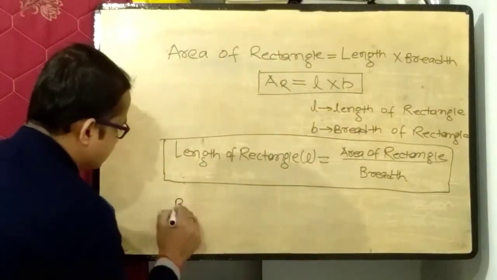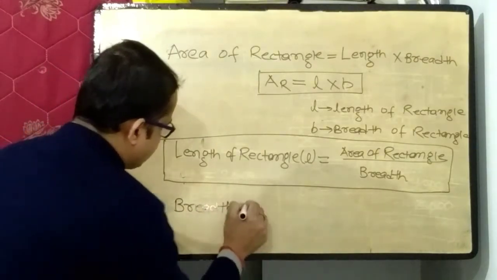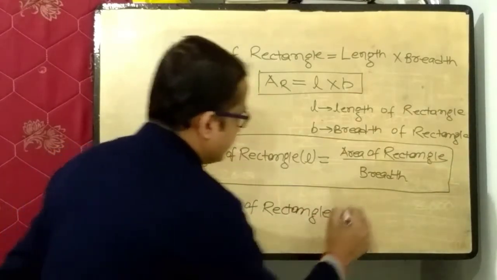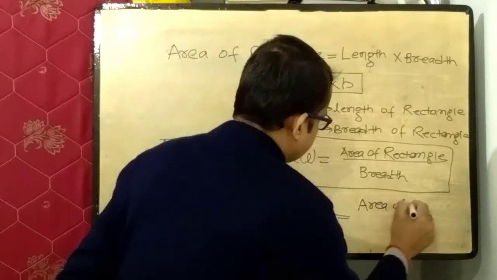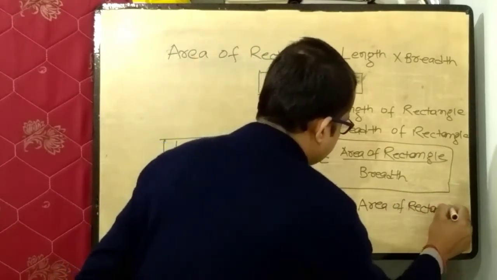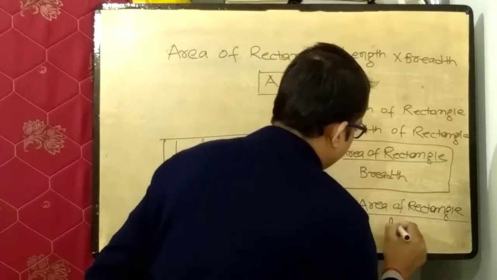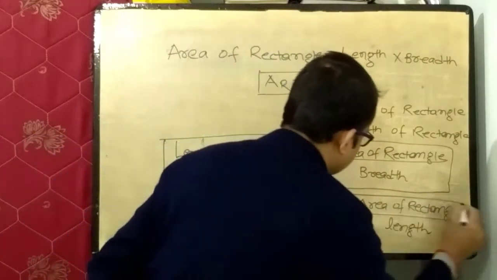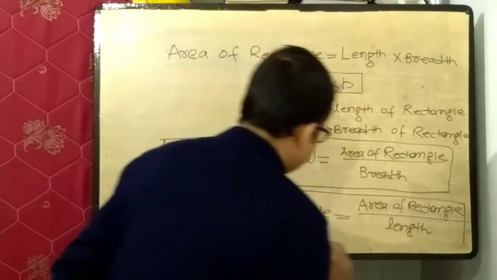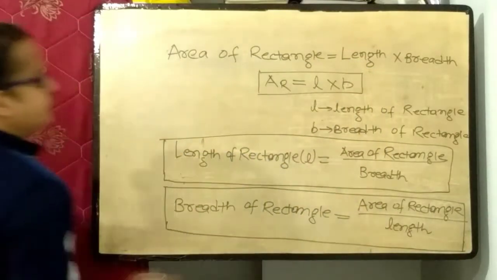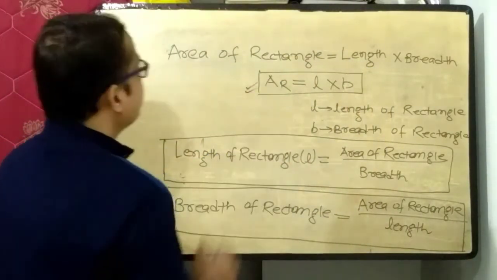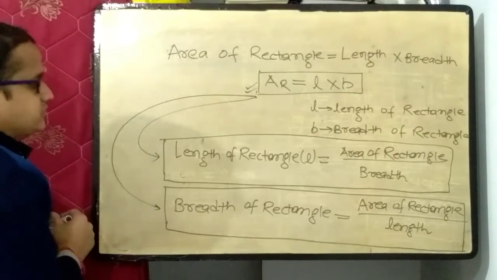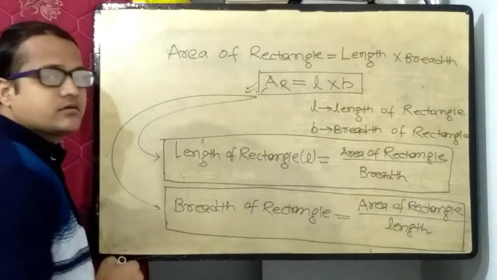The third formula is breadth of rectangle equals area of rectangle divided by length. This is the third formula. If you have the basic concept, then remember these formulas. You can easily find out these formulas by using the basic concept.